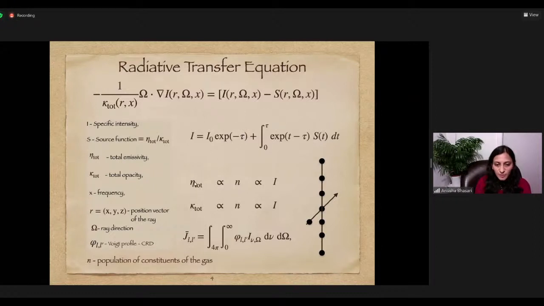As the emissivity and absorptivity both depend on n, which is the population of the constituents of the gas, which in turn depends on intensity through the rate matrix, which I come to later, the intensity now depends on intensity itself within the integral, which makes it an integro-differential equation, highly nonlinear and complex to solve. And an important quantity that drives the non-LTE effects, which I come to later as well, is the mean intensity term, which is the integral of the intensity over all frequencies and directions, with φ here being the profile function representing complete frequency redistribution.